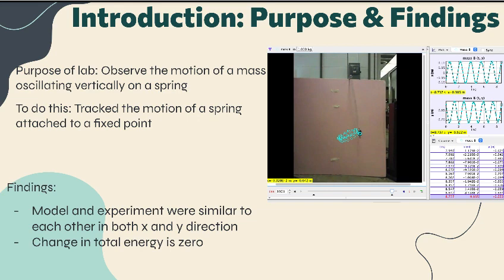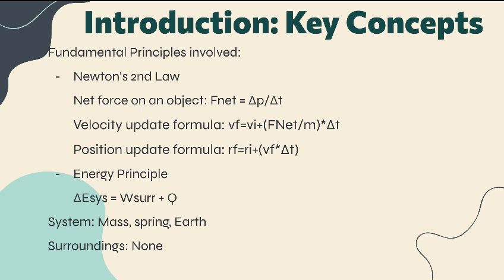So to get into the other part of the introduction, the key concepts, we used Newton's second law, including net force on an object, F net equals change in P over change in t, the velocity update formula, vf equals vi plus F net over m times change in time, and the position update formula, rf equals ri plus v times change in time. And then we also used the energy principle, which is the change in the energy of the system is equal to W surroundings plus Q, and the system was the mass, the spring, and the earth, and the surroundings were none. And then we'll hop into the model.